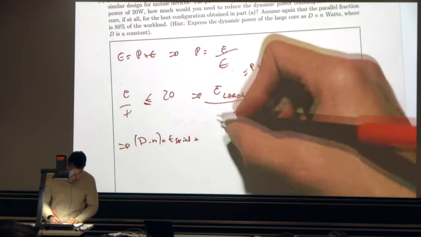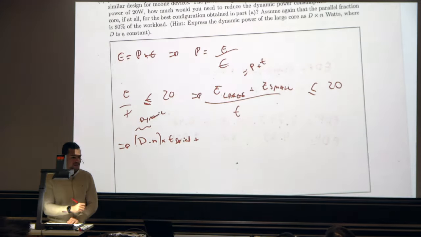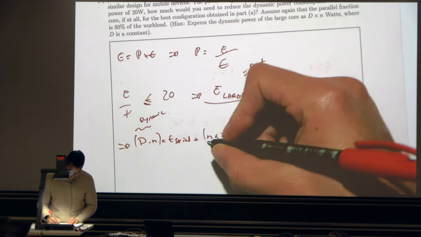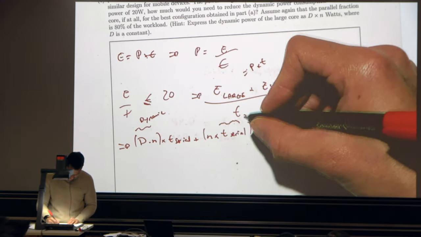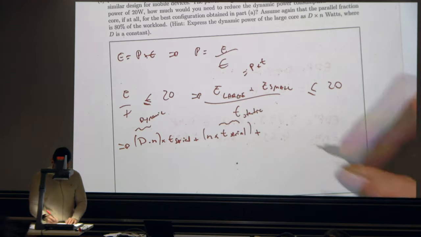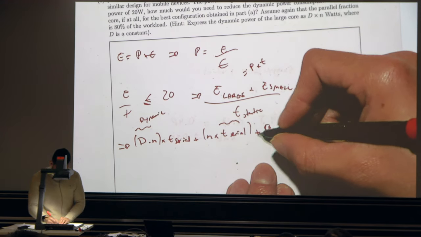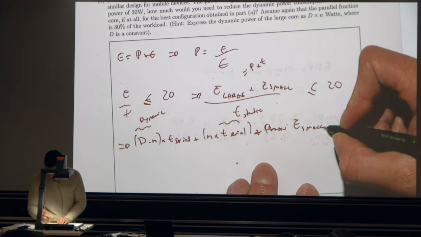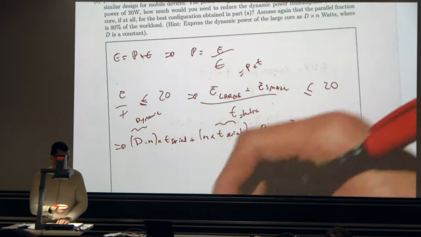I should have done this: plus the static power, this is dynamic power. The static power is still the same as before, n. So n times this serial time, then static, dynamic, plus the time that it takes for the, oh, this is going to be accounted later, plus the energy for the small core that you have before. Am I missing something? Oh yes, I'm missing it. Plus the time for the static power.